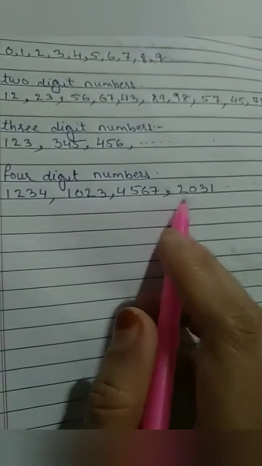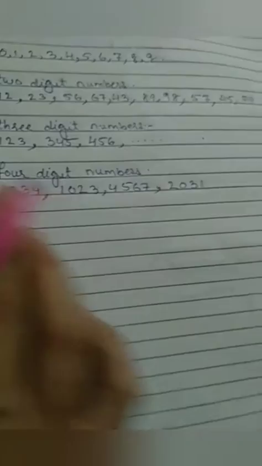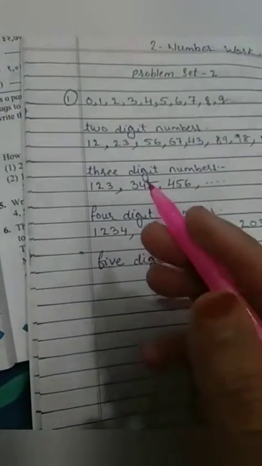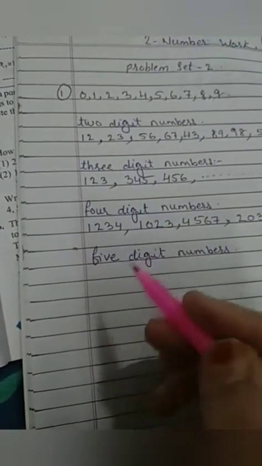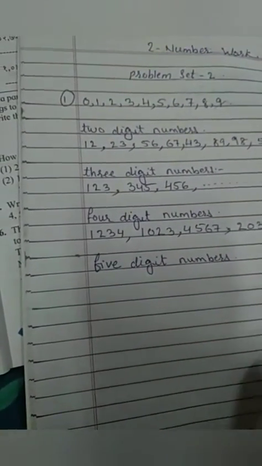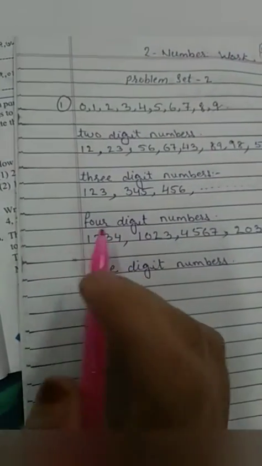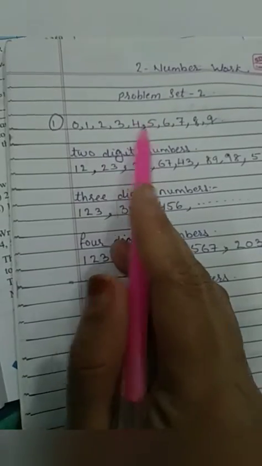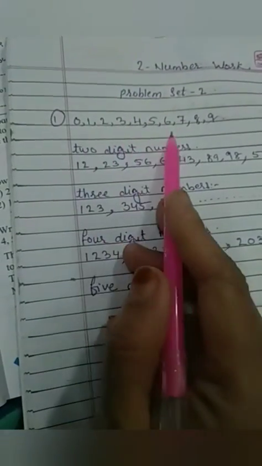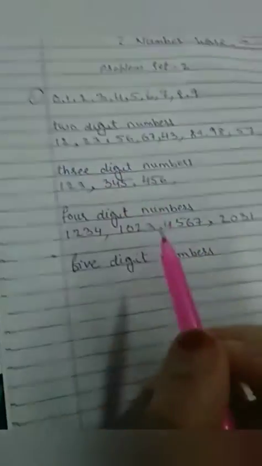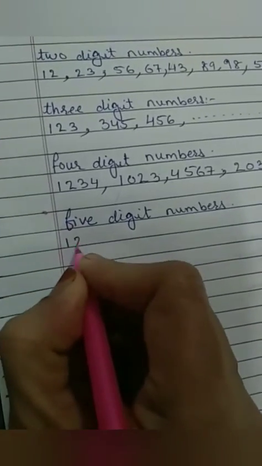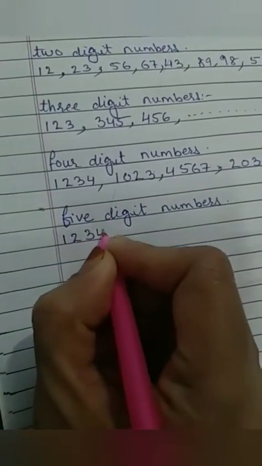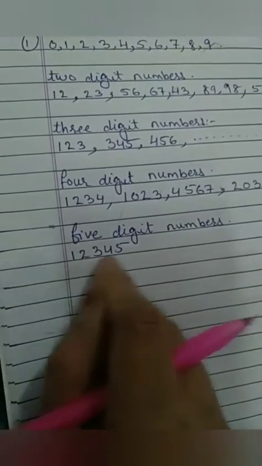4567. 2031. Same thing you have to do in 5 digit numbers also. Just like 2, 3, 4 digit numbers, you have to do the same with 5 digit numbers. Like 1, 2, 3, 4, 5. These are what? 5 numbers or 5 digits. So write it here. 1, 2, 3, 4, 5.